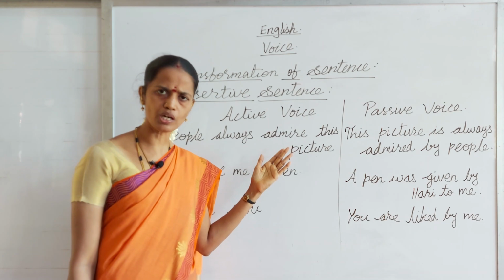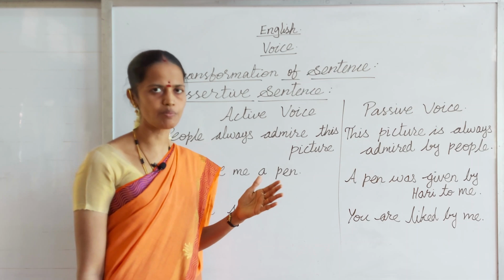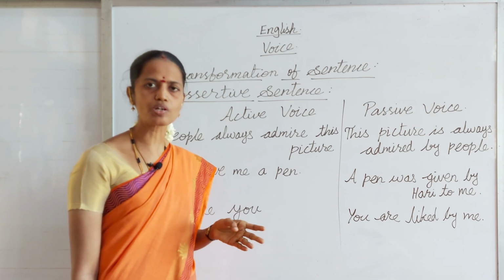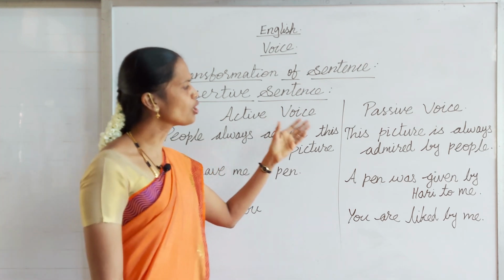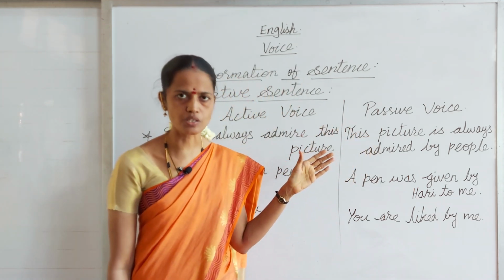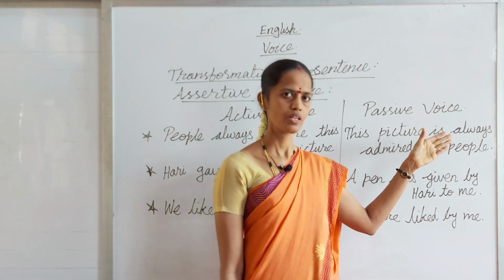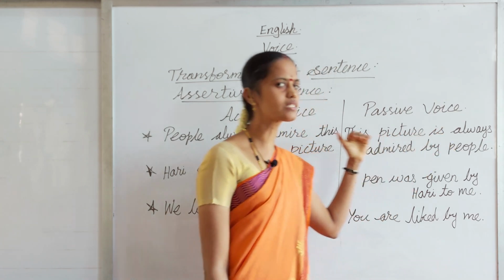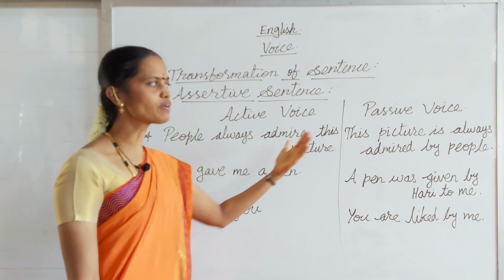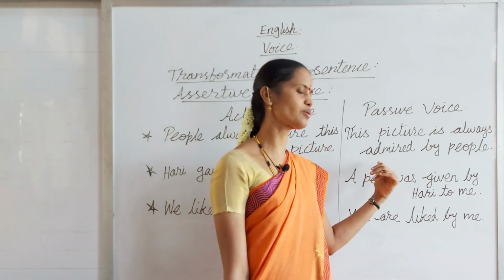You know very well, if the verb is given in present form, we have to introduce the primary auxiliary, the be form of the verb, either am, is or are. Here the subject, this picture, is singular, so we are using the be form is. Then the always is written. Then V3 of admire is admired.